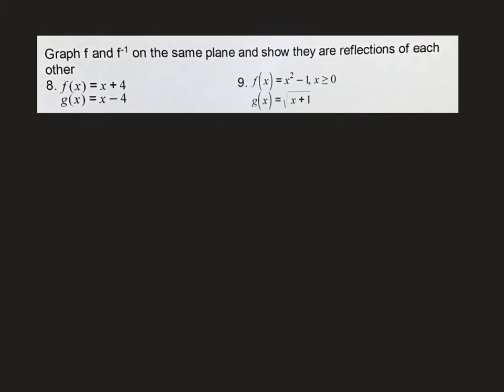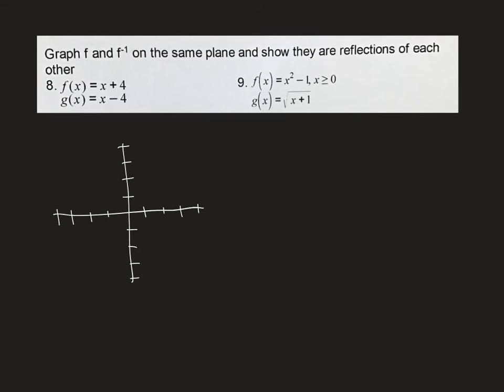So in 8 and 9, we're just showing that our two functions are inverses of each other by showing that they're reflections. So inverses reflect over the line y equals x, which is the main diagonal in your graph. And the ordered pairs of your equations are just always reversed.